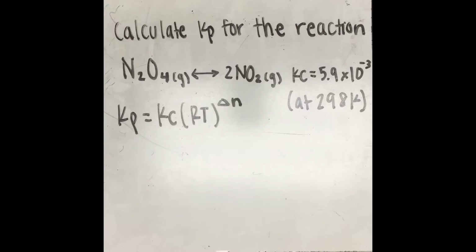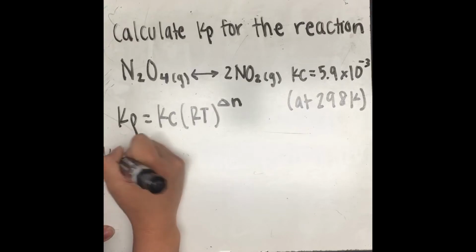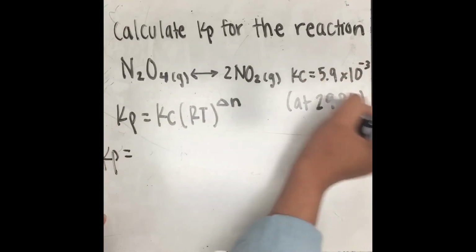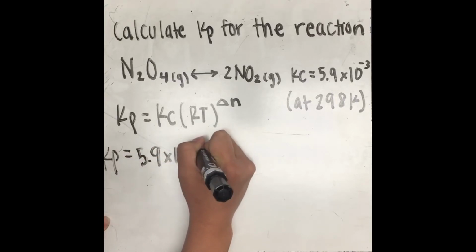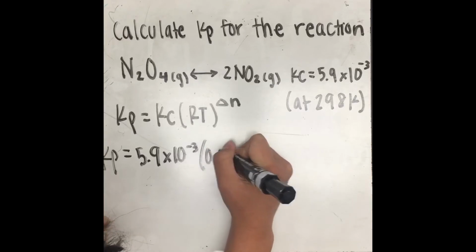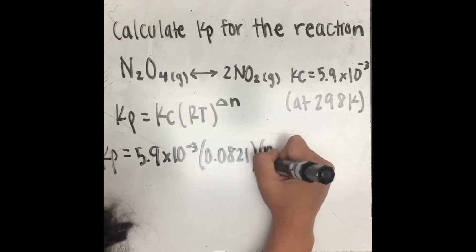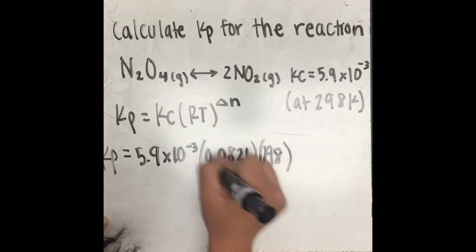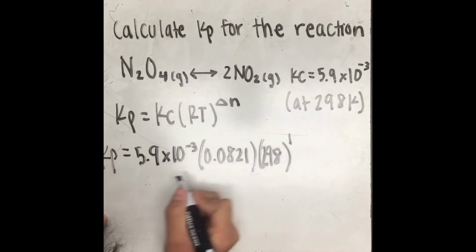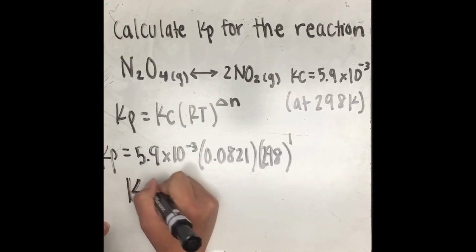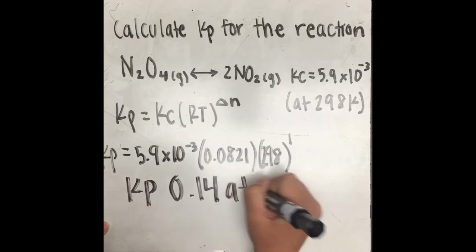Okay, so in this example, we are given KC and we want to figure out KP. So what you want to do is begin by plugging in what you're given into the equation and multiplying it by the constant R by the temperature in Kelvin. And you want to raise that to the moles of products minus the moles of reactants, so that would be 1. And then once you plug that all into a calculator, you find that KP equals 0.14 ATM.